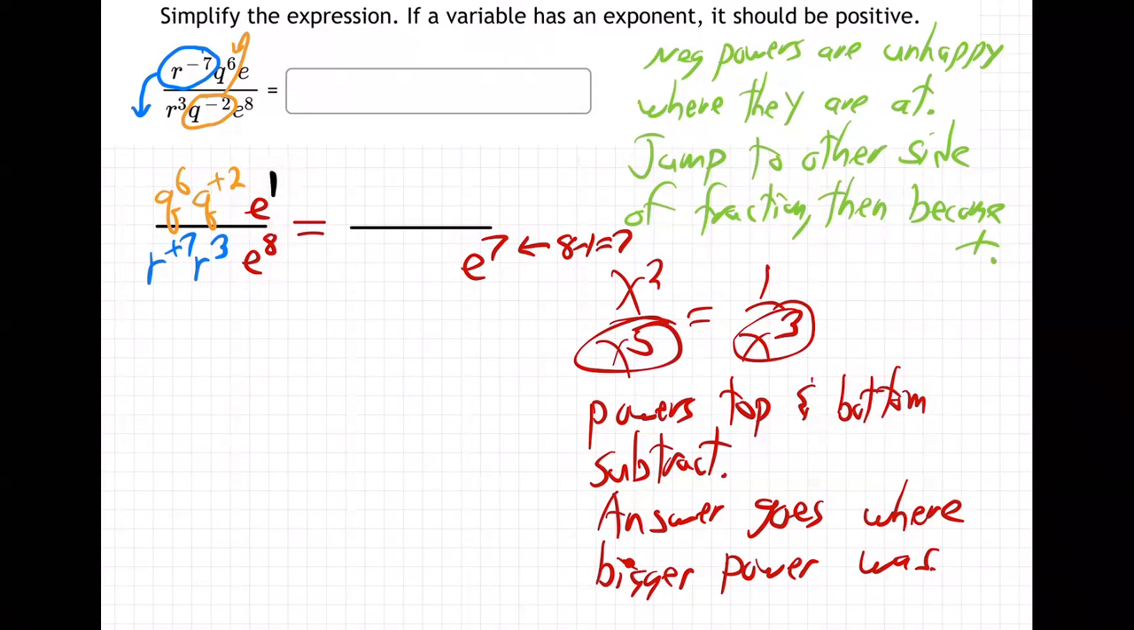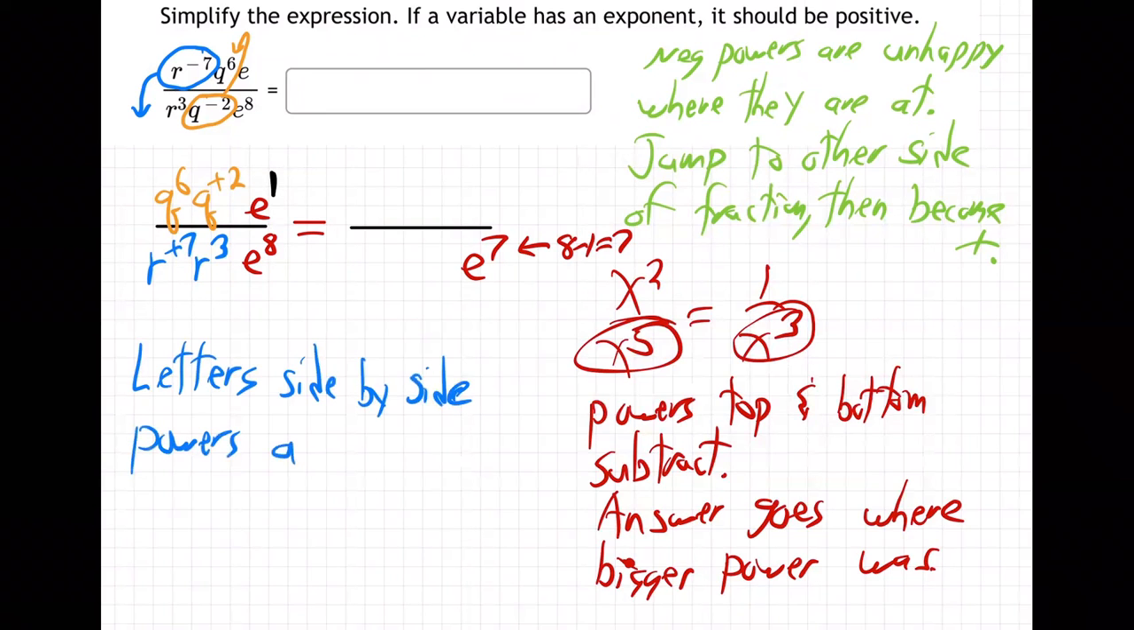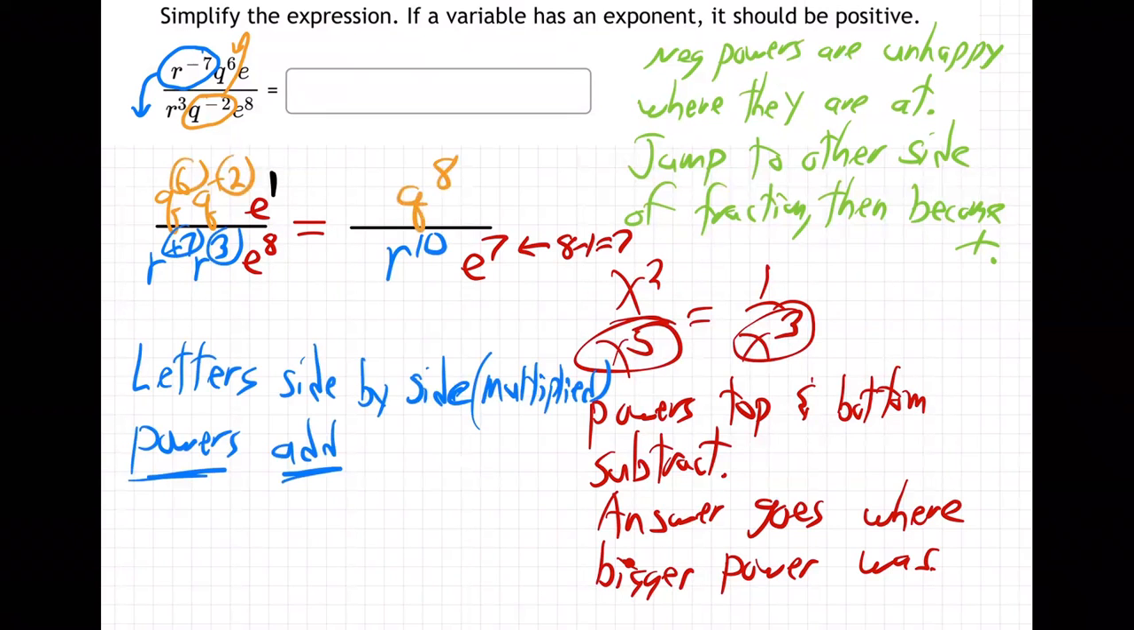Now, what happens with the r's and the q's? Letters side by side, meaning multiplied, the powers add. So I'm going to go 7 and 3 is r to the 10, and on the top, 6 and 2 is q to the 8, and we're done. That is our final answer right there. So do you see what happened?